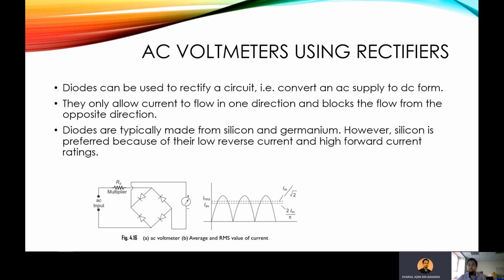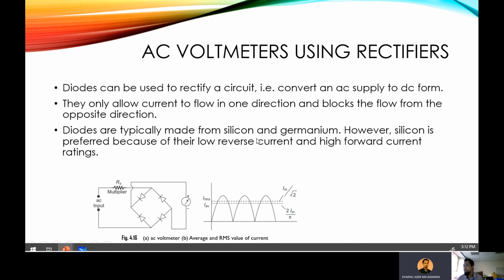Okay, now when we talk about rectifiers, actually we are talking about diodes, and some form of diode configuration. We can use diodes to rectify a circuit in the sense that we can use it to convert from AC to DC. By definition, a diode only allows current to flow in one direction and blocks the flow from the opposite direction. So the symbol of a diode is given in the figure here.